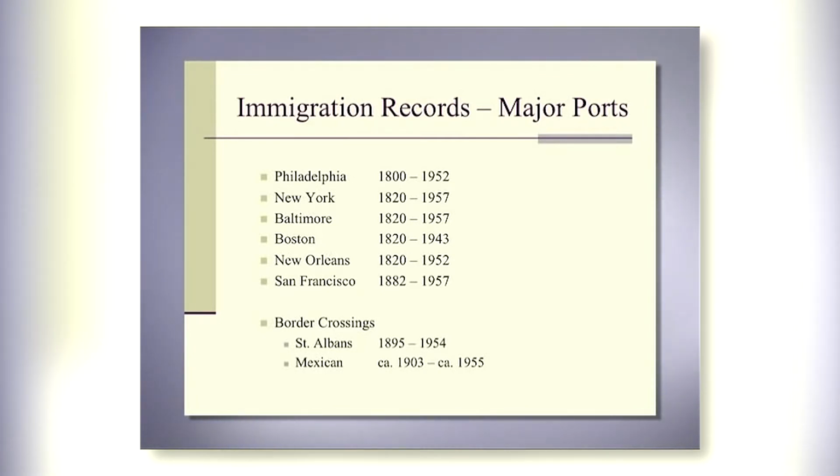We also have some records for our border crossings here at the National Archives. So if your ancestors crossed the border from Canada into the United States, you're going to look at the Port of St. Albans. Those records will start in 1895 and go through 1954. If you have an immigrant ancestor that came across the border from Mexico, then you're going to be looking at the Mexican border crossings. Those records will start about 1903 and run to about 1955.